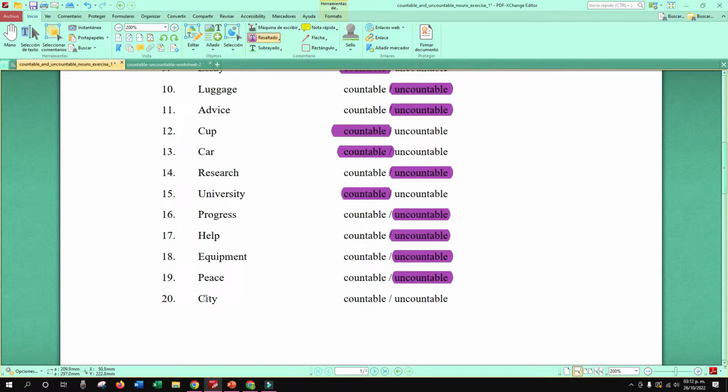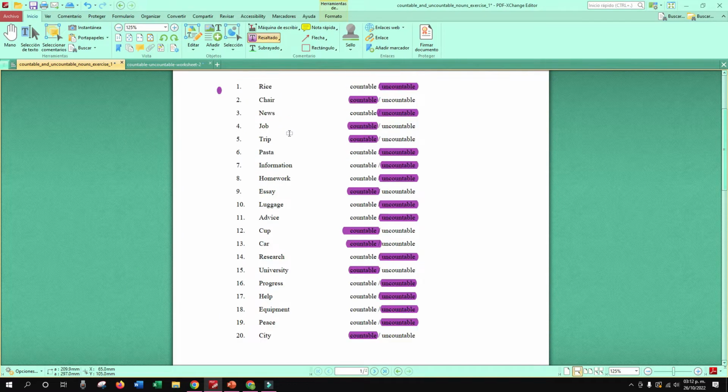And the last one, city. Can you count cities? Can you say 1 city, 2 cities? There are 2 cities in my town, for example. Can you say it? Countable or uncountable? Countable. Perfect. Countable, right? So, guys, there you have them, right?